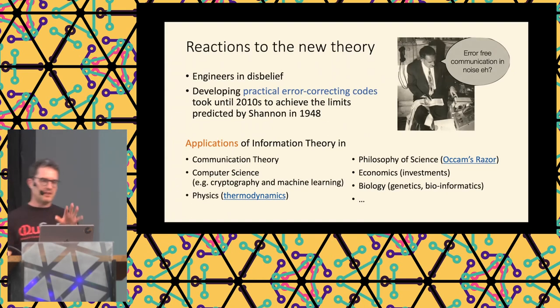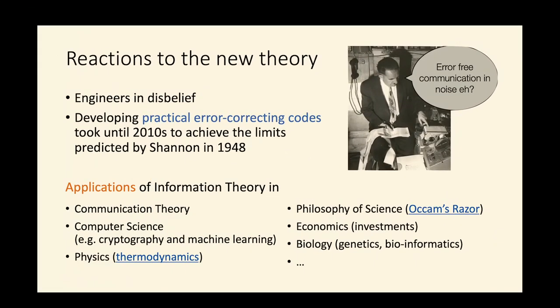Or, and again, that is answered by information theory. So we'll get there. Before we can start, just very quickly, the reactions to this theory when Shannon came up with it: people were like, what? Error-free communication in noise? How should we do that? And it turned out to be a bit more difficult than predicted. It actually took about 50 years, maybe 60 years, to figure out how to actually do that.